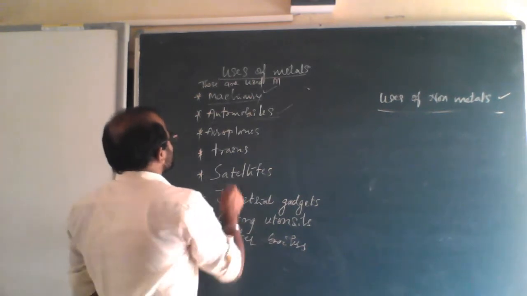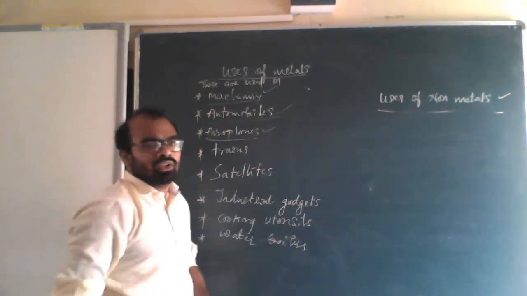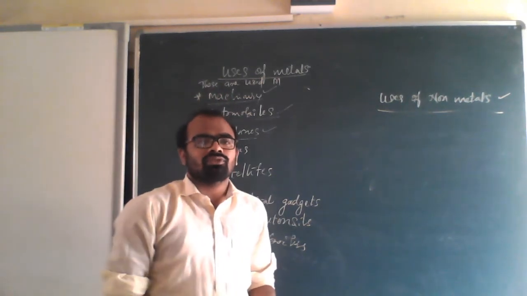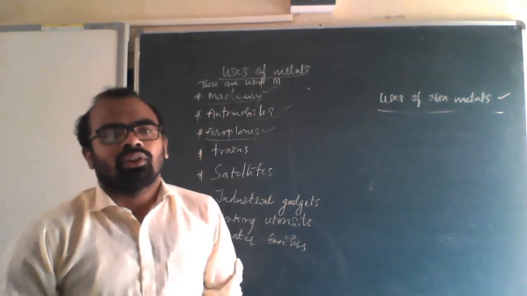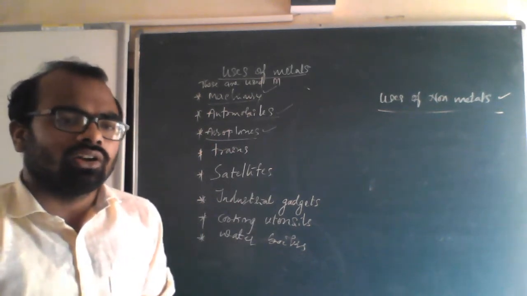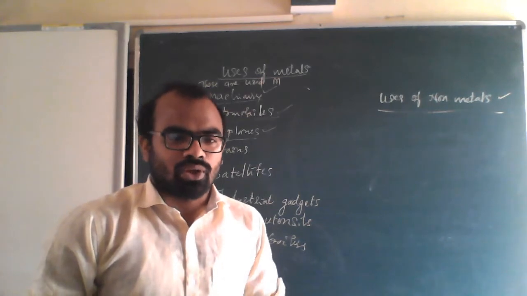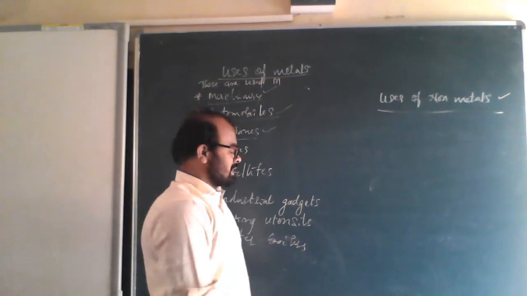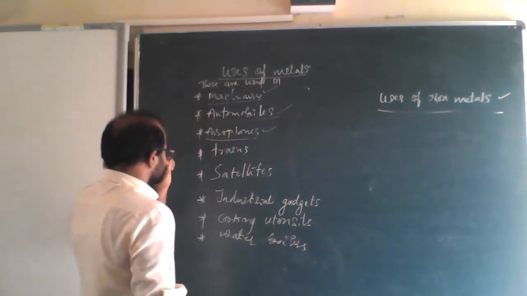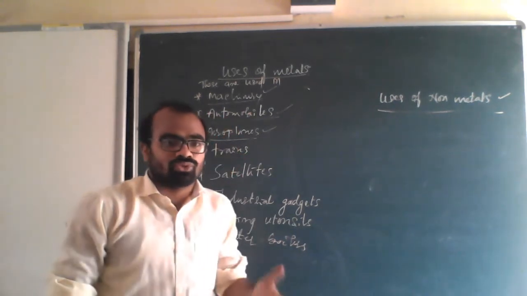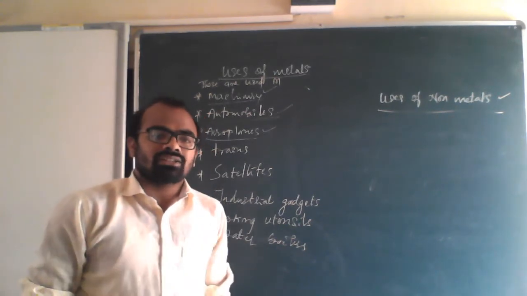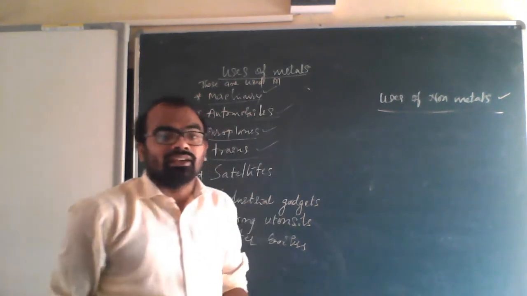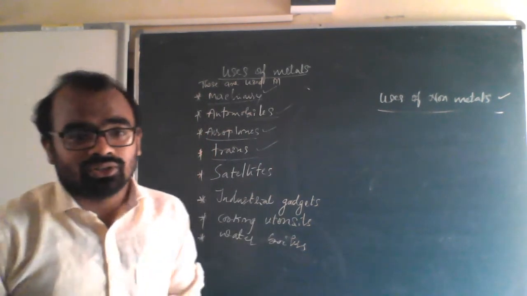Then we are using these metals in aeroplanes. A 2 mark question will come: write the applications of metals or uses of metals. So we have to write 4 or 6. For 2 marks you write 4. If it is asked for 3 marks, you can write 6. Metals are used in aeroplanes, and of course they are used in trains. In trains also metals are used.